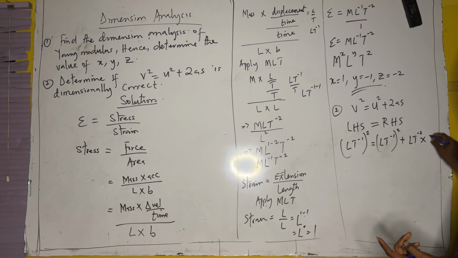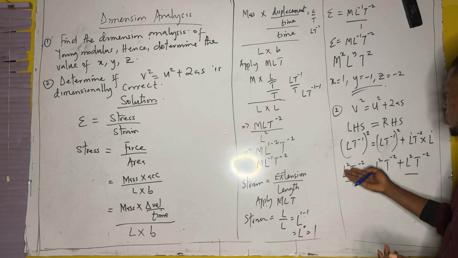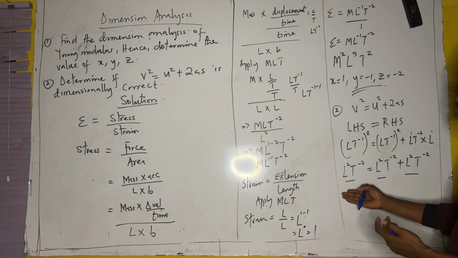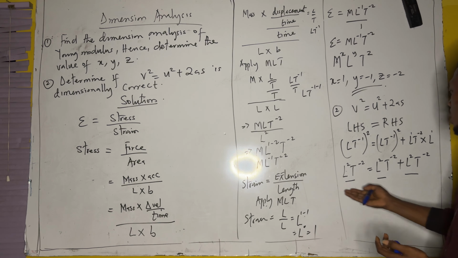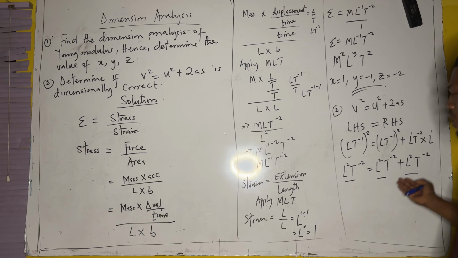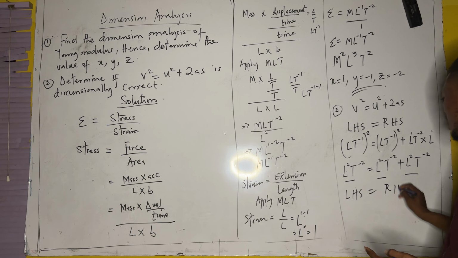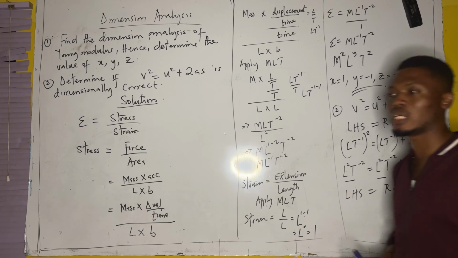Therefore, this equation is dimensionally correct. If it were not, for example if this one had L squared T minus 2, this had L cubed T minus 2, and this had L squared T minus 3, it would not be dimensionally correct because they are not the same. So since the left-hand side equals the right-hand side, you can say this equation is dimensionally correct.